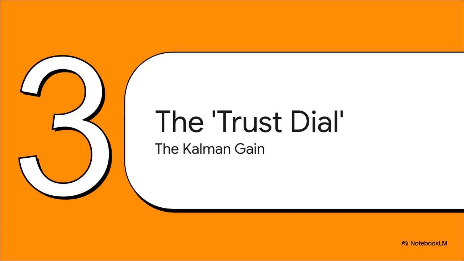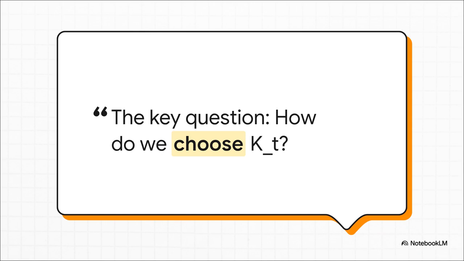Which brings us to the Kalman gain itself. I really love this analogy of a trust dial, because that's exactly what it is. It's this incredibly smart mechanism that decides moment by moment how much to trust the prediction versus how much to trust the new measurement. And that, of course, is the million-dollar question. How do we set this dial? We don't just pick a number. The whole power of the Kalman filter comes from its ability to choose this value optimally, in a way that is mathematically guaranteed to give us the smallest possible error in our final estimate.